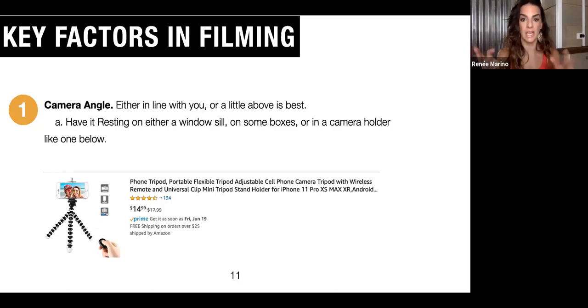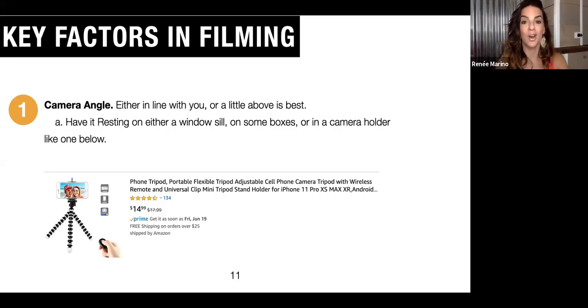So this tripod I have here that I showed you, I gave you all the PDF, the Communication on Camera Essentials. This is in there with a link to Amazon, but I'm gonna show it to you right here in my house. So first of all, I wanna show you my setup.